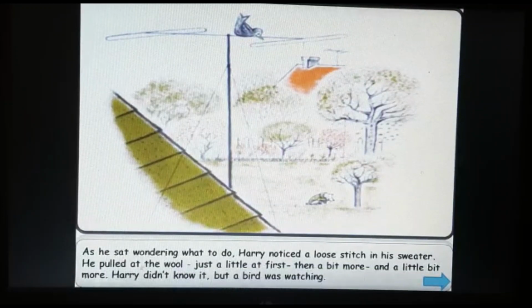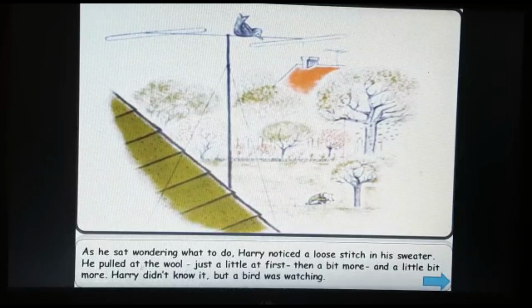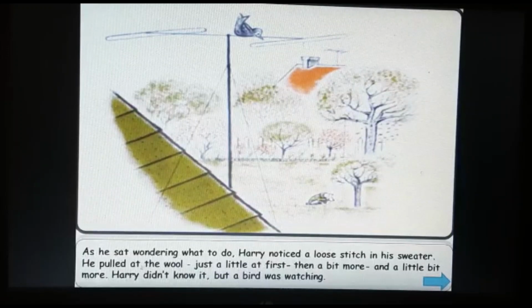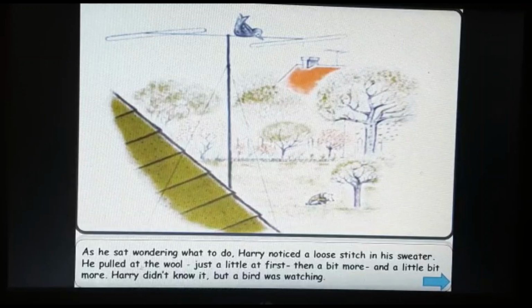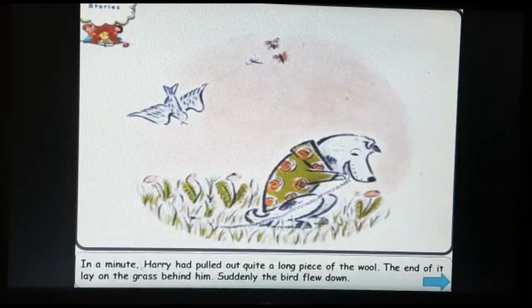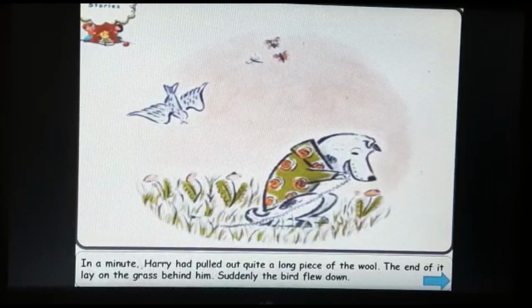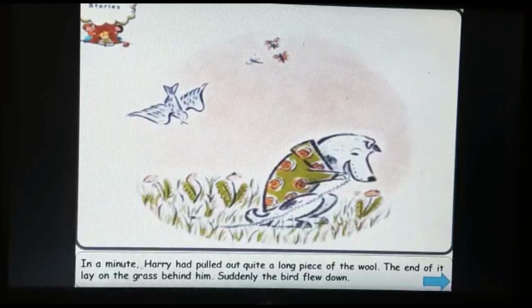He pulled at the wool just a little at first, then a bit more and a little bit more. Harry didn't know it, but a bird was watching. What was the bird watching? Okay, in a minute, Harry had pulled out quite a long piece of wool. The end of it lay on the grass behind him. Suddenly, the bird flew down while Harry was busy taking off his sweater with the long piece of wool.